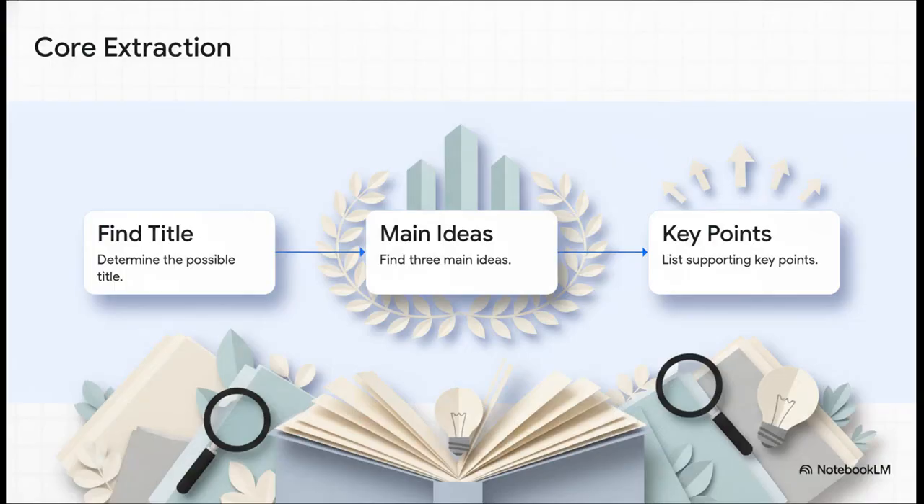Okay, let's look at our very first practical step, which this framework calls foundational extraction. Basically, before you can even think about critiquing an article, you have to know exactly what the source text is actually saying. You do this by systematically extracting its core elements. First up, determine the possible title. Simple enough. Next, find three main ideas. Not just one overarching theme, but three distinct pillars the author is using to build their argument. And finally, list the key points supporting those specific ideas. This step is huge because it ensures you're completely anchored to the actual text before you start sprinkling in your own opinions.